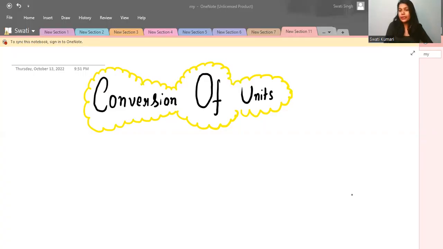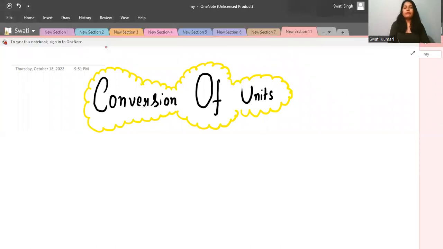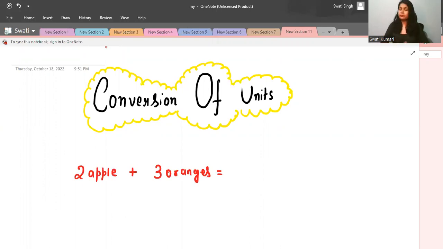All right, so as you can see, our today's topic is conversion of units. Let us first understand why we are using this, why we are using conversion of units, why we need it. For example, suppose I'm asking you what is 2 apple plus 3 oranges? If I ask you what is the addition of these two, will you be able to answer?